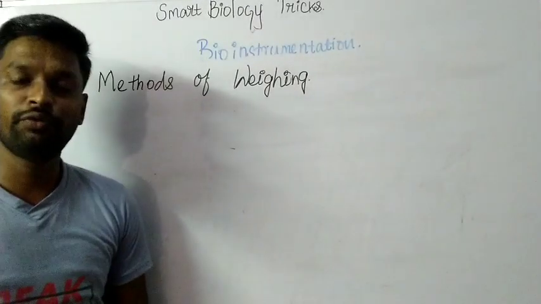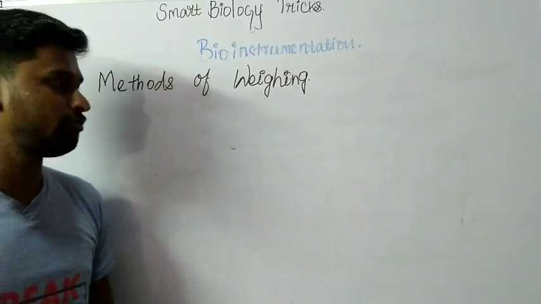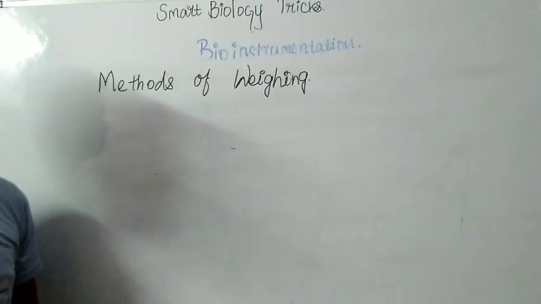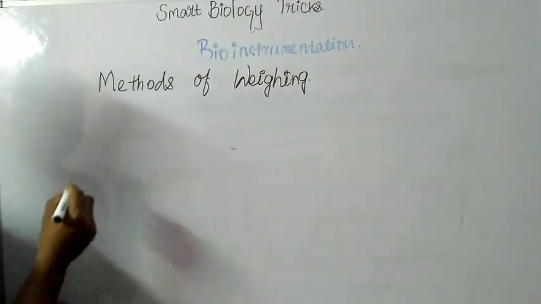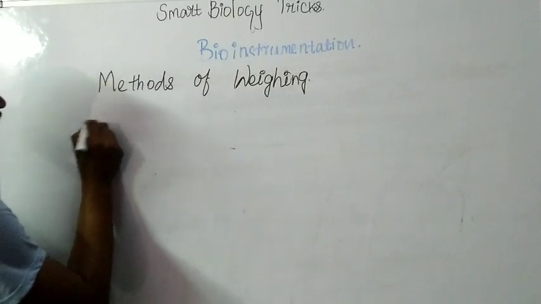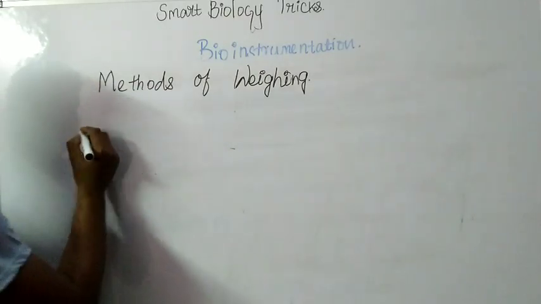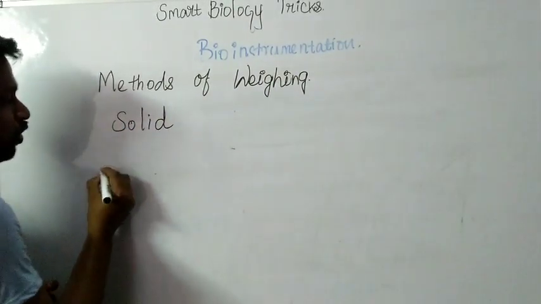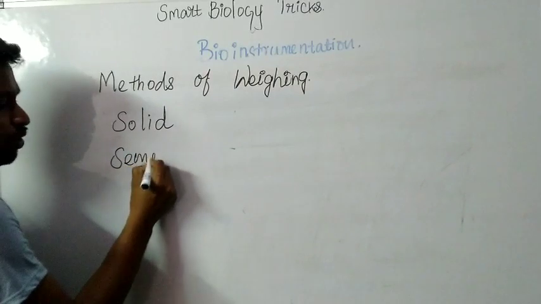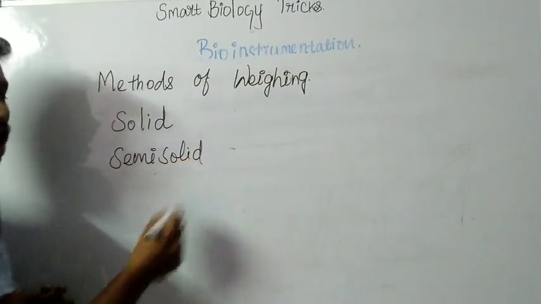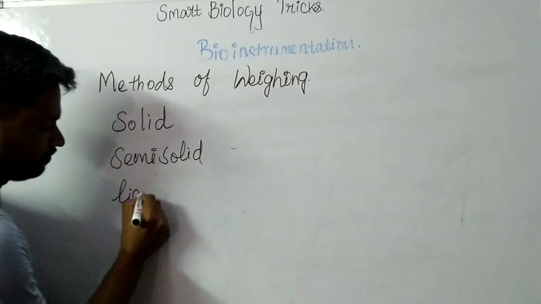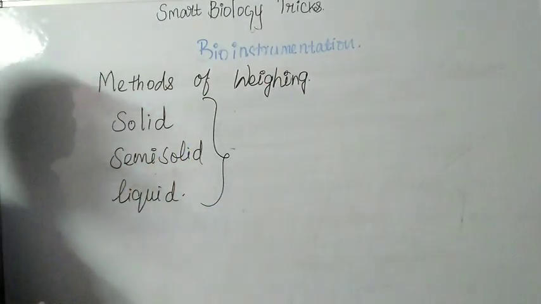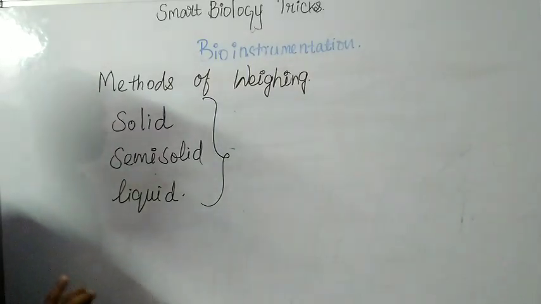Okay. So till now we have discussed some basic concepts of the analytical balance. Hereafter we will discuss the methods of weighing. There are different methods of weighing available for measuring a chemical. The chemical used here may be in the form of solid, semi-solid, or liquid. These are the three possible natures of chemicals used in the laboratory.